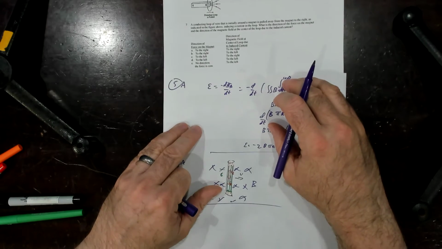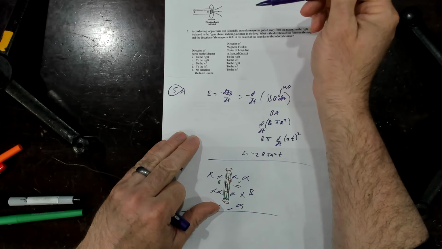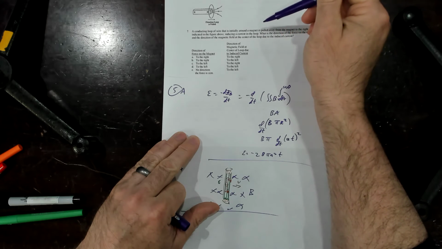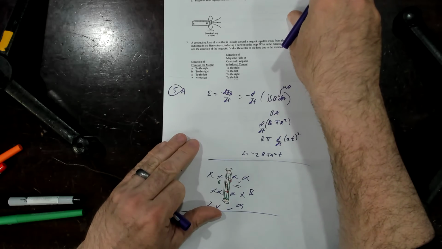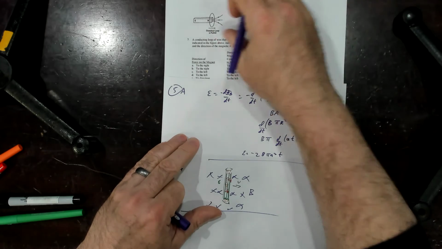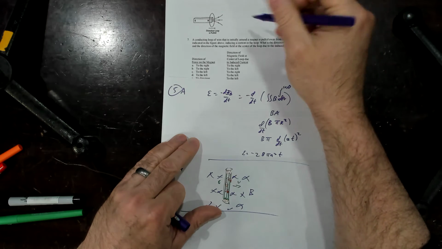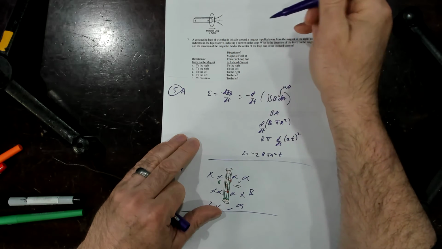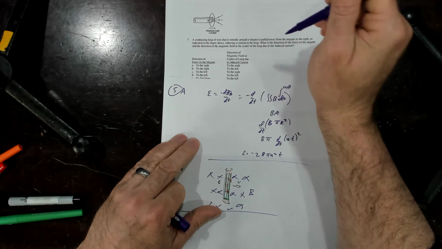I've got a conducting loop of wire that is initially around a magnet, and we're going to pull that loop away, right? The loop that is initially around a magnet is pulled away from the magnet to the right, which induces a current in the loop. What's the direction of the force on the magnet and the direction of the magnetic field at the center of the loop due to the induced current?